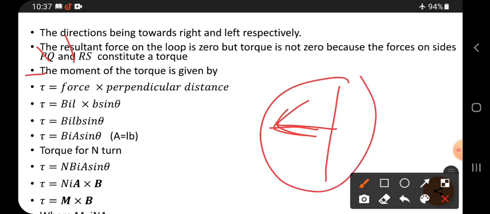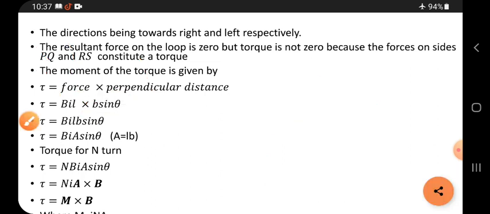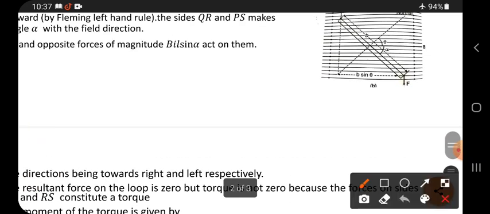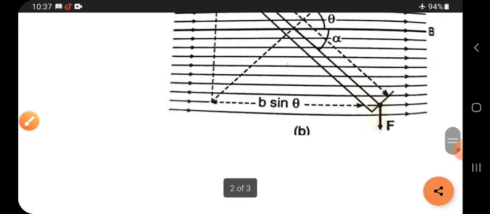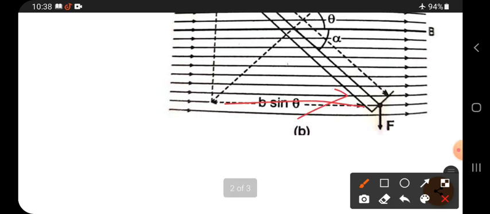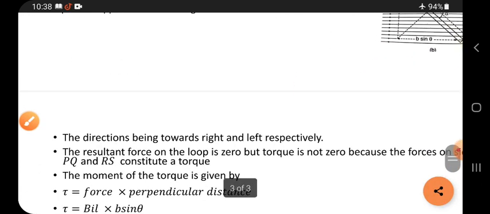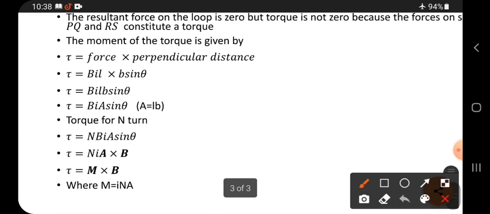The moment of torque is given by, as I stated at the beginning, torque equals force into perpendicular distance. The force is BIl, the maximum force, and the distance is b sin theta, which is the component of the distance along the field direction. See the direction along the field direction. Now tau equals BIl b sin theta.